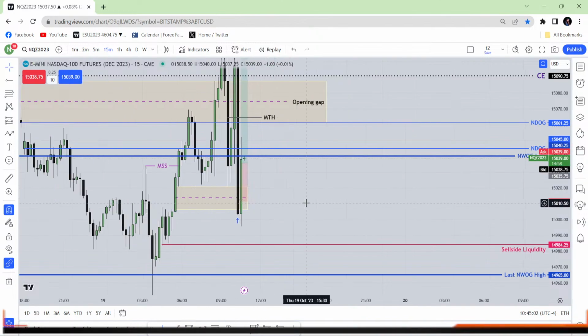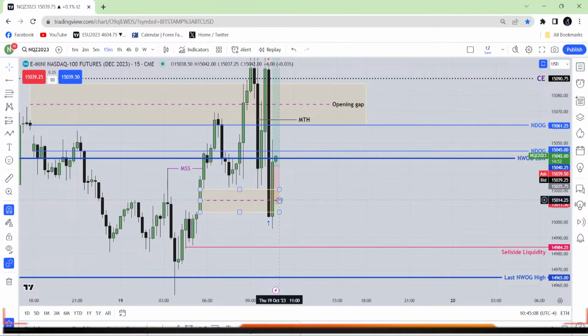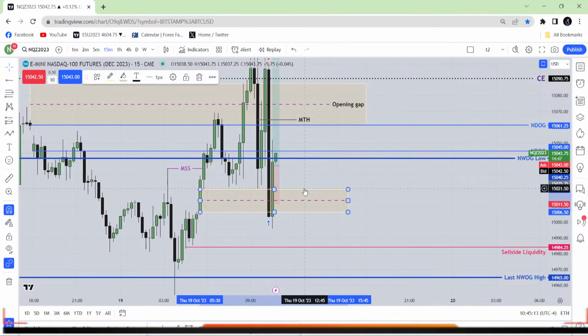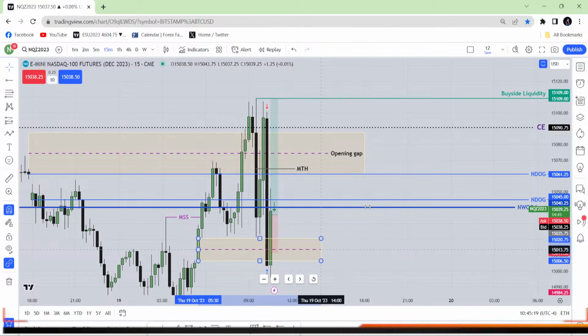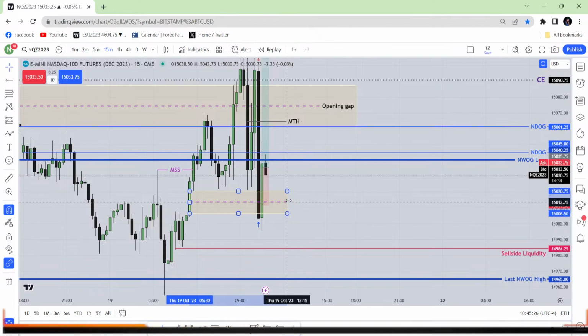It is not balanced yet. When will it be balanced? When price comes back to the consequent encroachment, and it is rejected either from the consequent encroachment or from the upper level, and it takes the buy side liquidity. Okay, then I will remove this fair value gap. It will be balanced then. Until then it is not balanced.